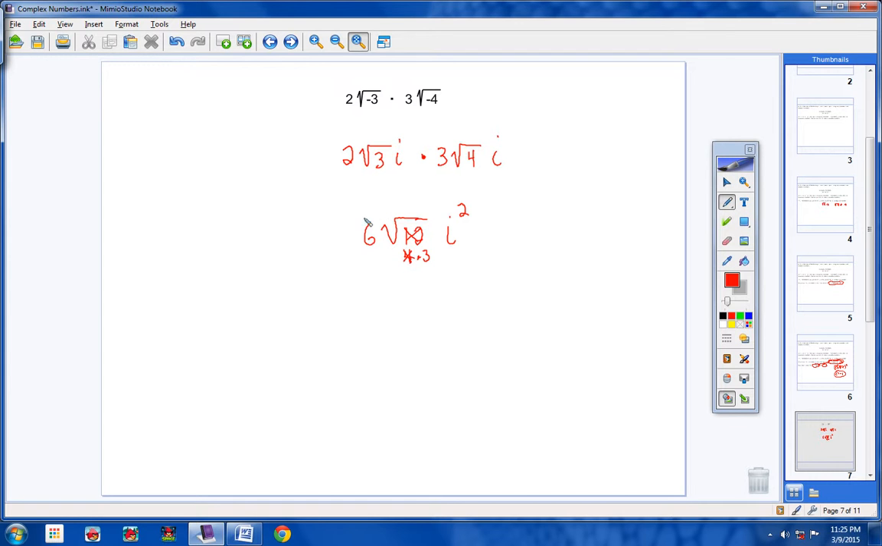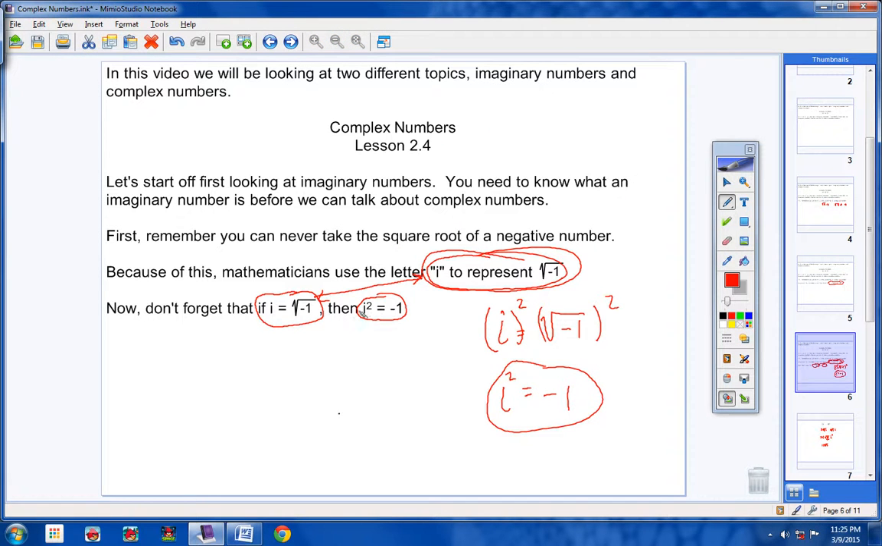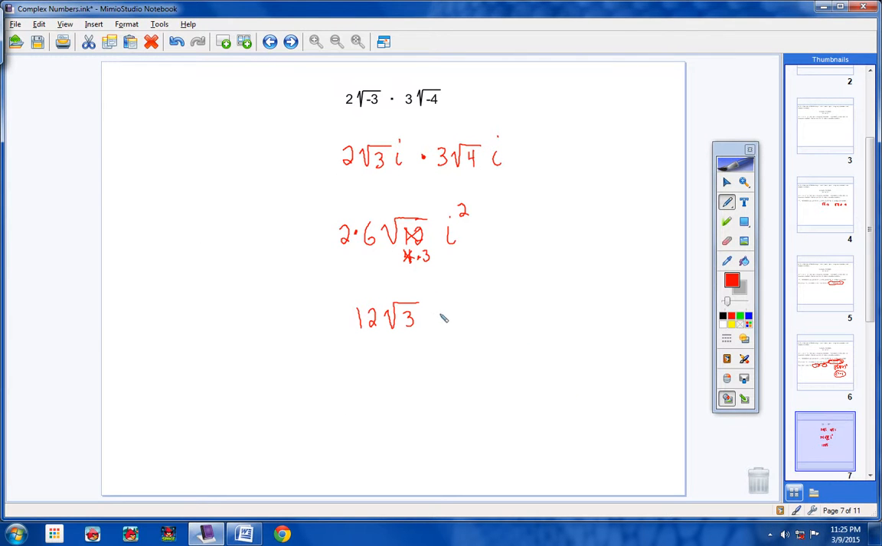So 12 is 4 times 3. Cross off the 4. The square root of 4 is 2. Put a 2 on the outside. You multiply them. So now we have 12 square root of 3. Now hold it. i squared. We talked about this way back here. i squared equals what? -1. So where the i squared is, we're going to put -1. Okay? So we have 12 times the square root of 3 times -1. So your final answer is -12 square root of 3.